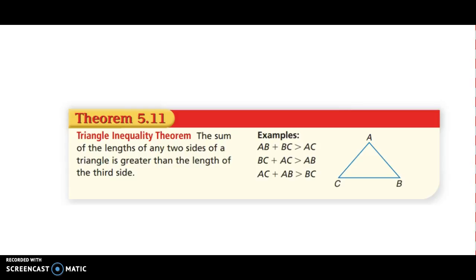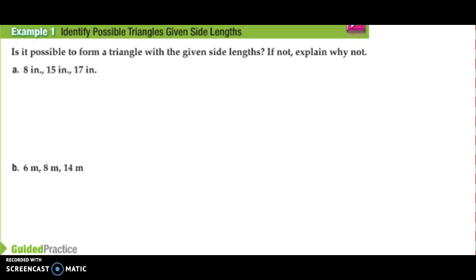So essentially it says this: if you have side AB and you add to it side BC, it has to be greater than side AC. Same with BC plus AC should be greater than AB, and AC plus AB should be greater than BC. So anytime you add two sides of a triangle, that sum should be greater than the third side. So let's look at an example.